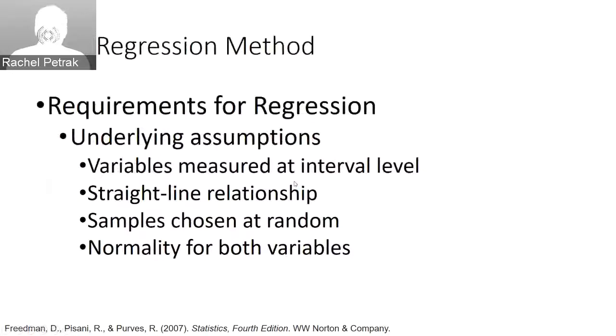The regression method requires that the variables are measured at the interval level, that there's a straight line relationship between the variables, that the samples were chosen at random. This is important. And also that both of the variables have a normal distribution.